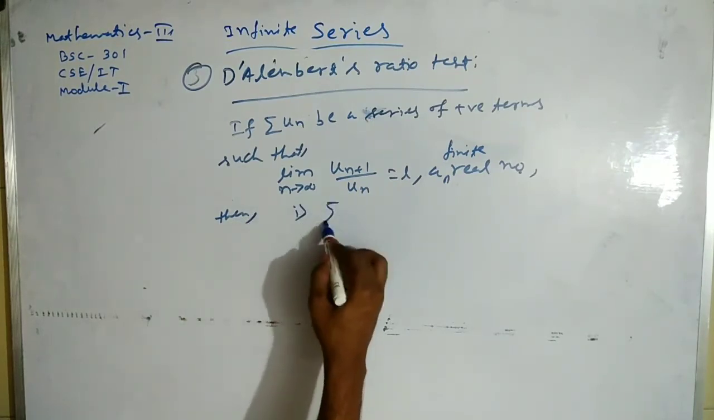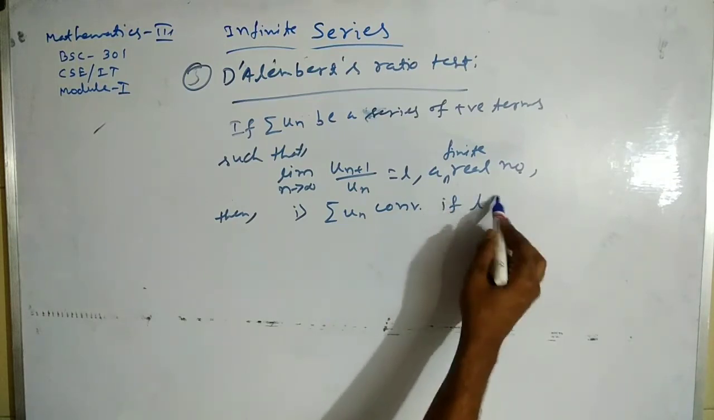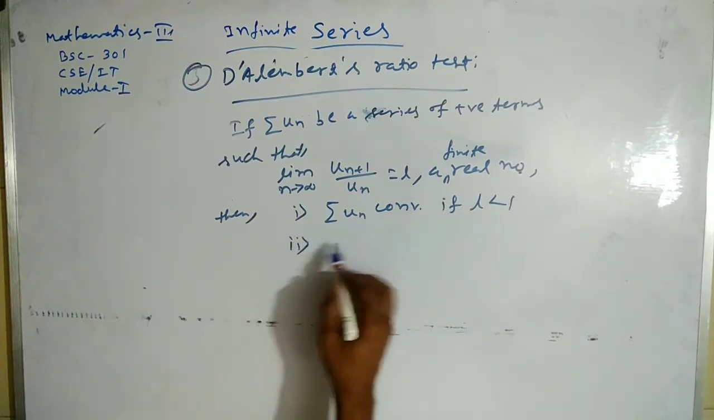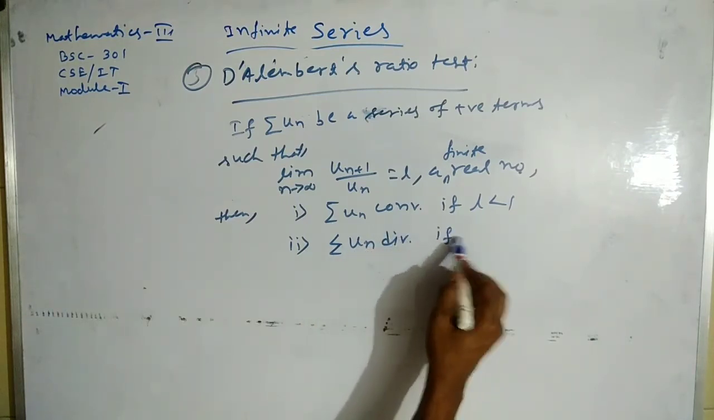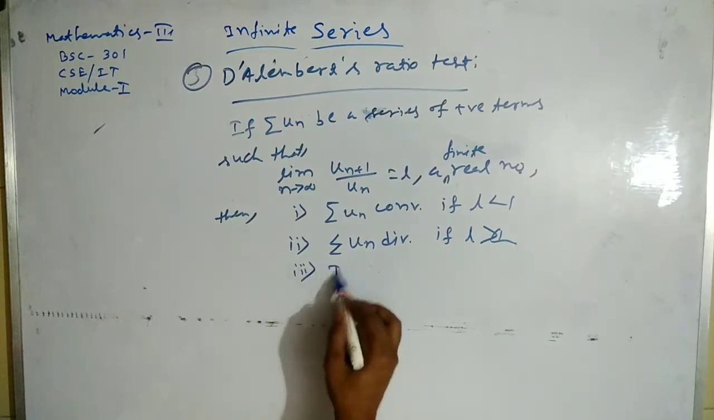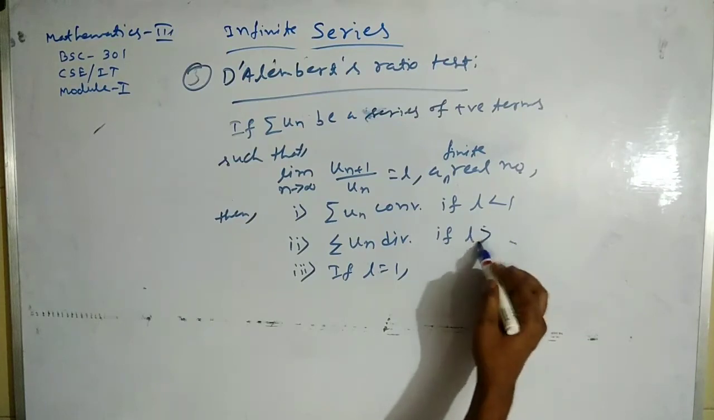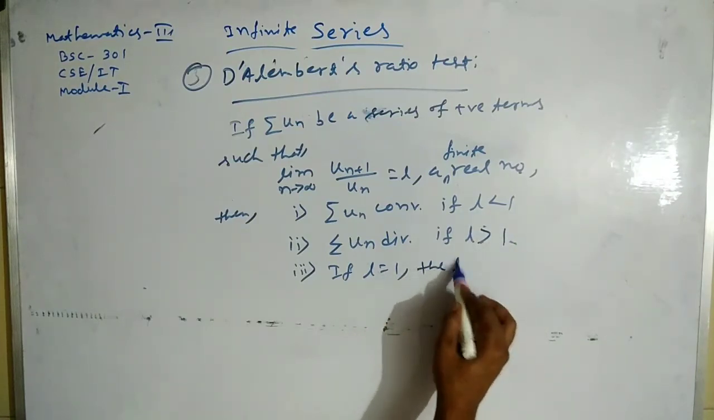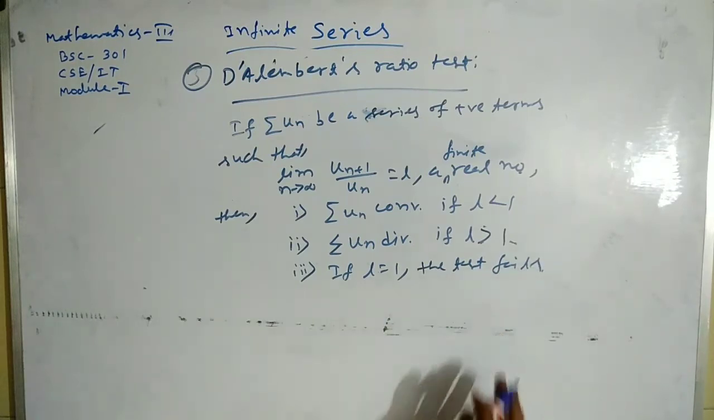Number 1, summation un converges if L is less than 1. Number 2, summation un diverges if L is greater than 1. And number 3, if L is equal to 1, the test fails.